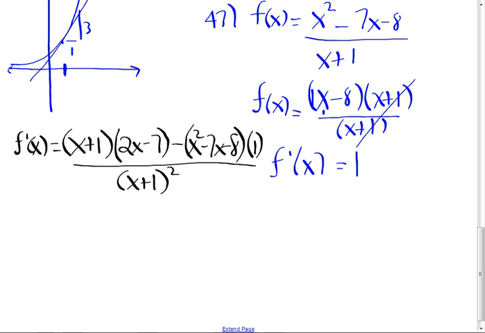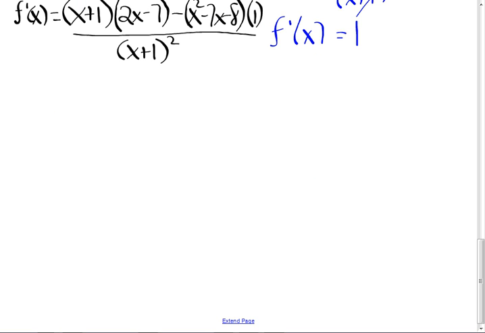Now, I have more algebra expertise. I would factor this into x plus 1, x minus 8, and factor out the x plus 1. But you wouldn't think to do that. That's the trick that they're going to do on the exam.